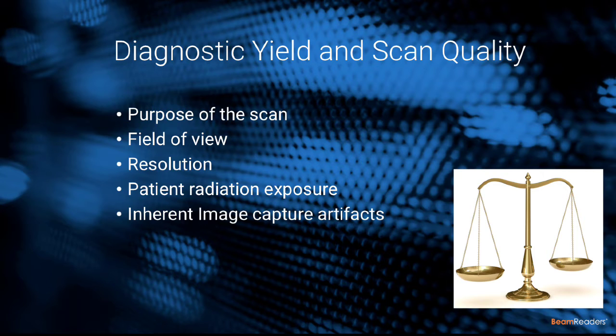So what are some of the parameters that we have to evaluate when we look at scan quality and diagnostic yield? Well, the first and foremost thing we need to look at is the purpose for the scan. Different tasks require different levels of resolution and different field of view. So let's talk about field of view for a second. Field of view is the area of capture in your scan. And if you're interested in looking at 3 teeth, you don't need to get the entire maxilla and mandible to evaluate that area. You want to try and keep it to the particular area that you're interested in.